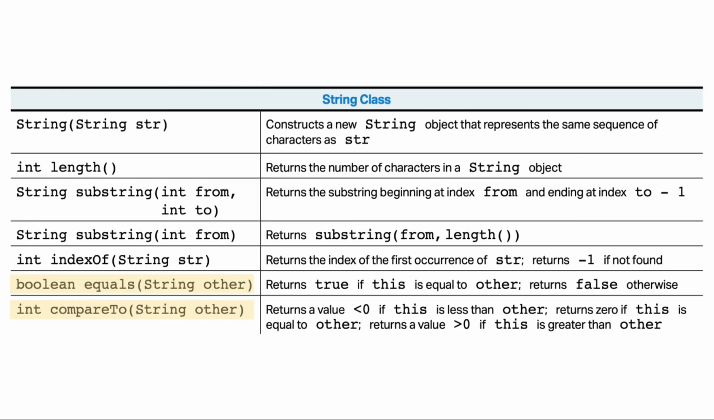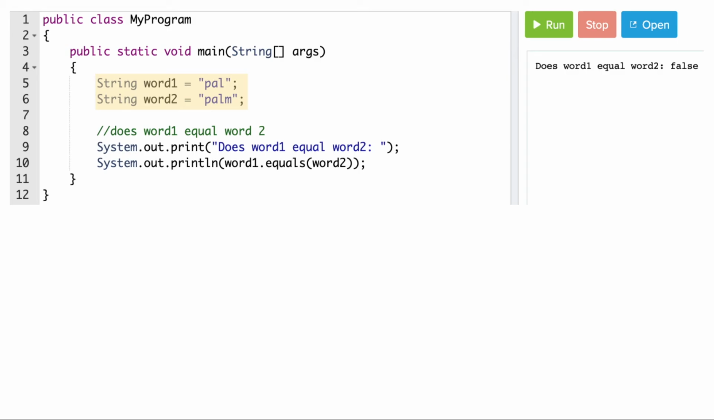Let's see how these last two methods work and what they return. Let's start by initializing two String objects, word1 and word2. We can call the dot equals method on one of the objects and place the second as an actual parameter. The equals method compares the two strings character by character and then returns true or false. If both values are equal to each other, then the method will return true. If they are not equal to each other, as is in this case, the method will return false.